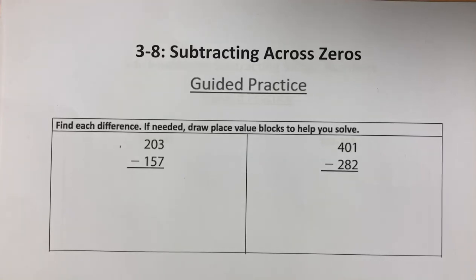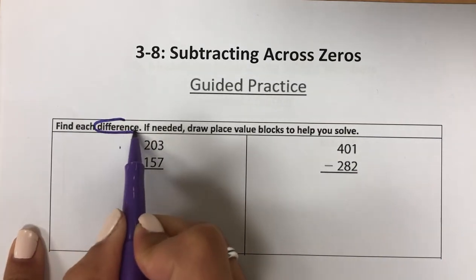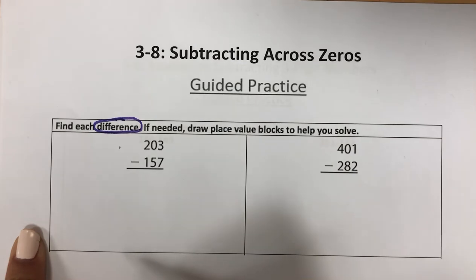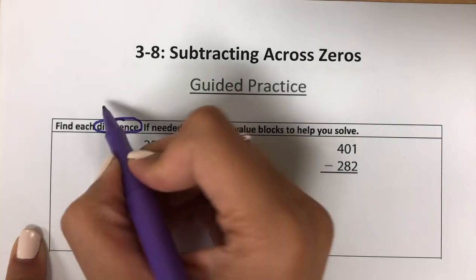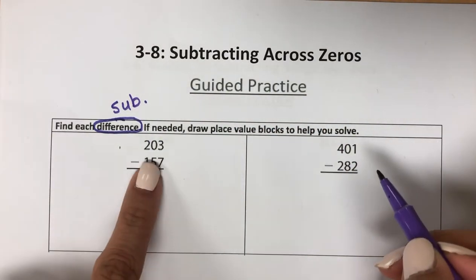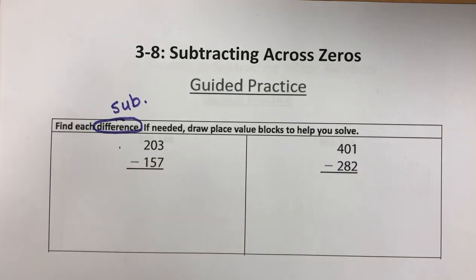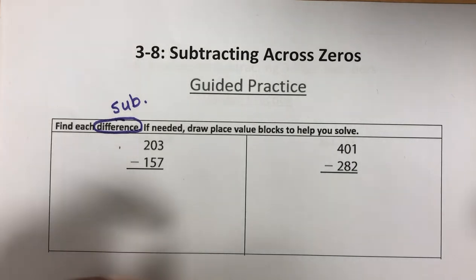All right, so let's take a look at 3-8, subtracting across zeros. In this lesson, we are going to find the difference. And remember, the word difference is the answer to a subtraction sentence. So we are subtracting in this lesson, and the numbers that we're going to be looking at are going to have a 0 in either the ones, tens, hundreds place, or in multiple places. Ones and tens, or hundreds, tens, and so forth, okay?